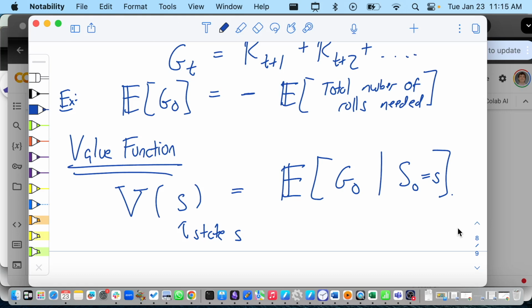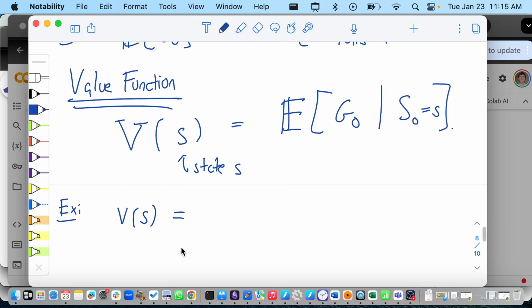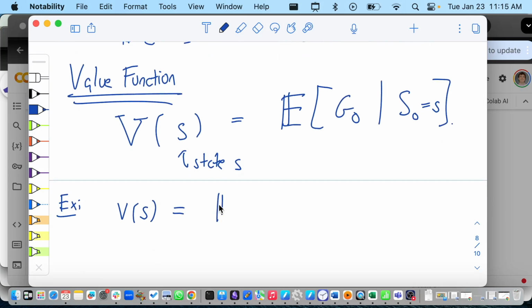In our particular example, in our snakes and ladders, V of S is equal to the expected value of the number of turns, given that you start at S. So you start at location S. How many turns will it take? Okay, with a minus sign.